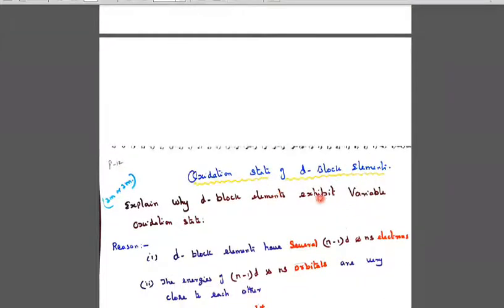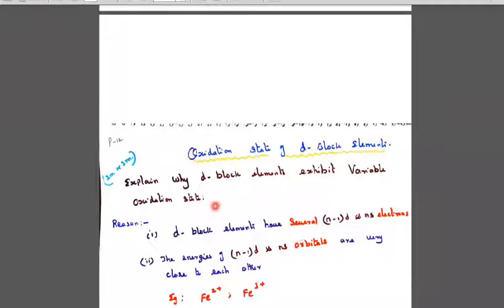Oxidation state of D block elements. This is very important for our short answers and very short answers. In a question, you have 1 mark, 2 marks and 3 marks, which are short answers or very short answers. So out of the short answers and very short answers, they will ask you about the oxidation state of D block.